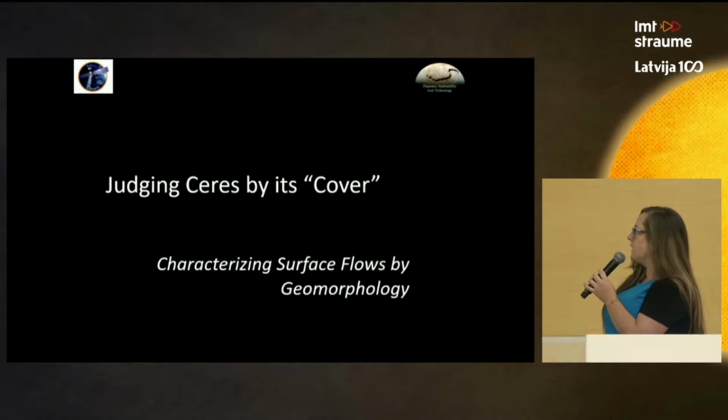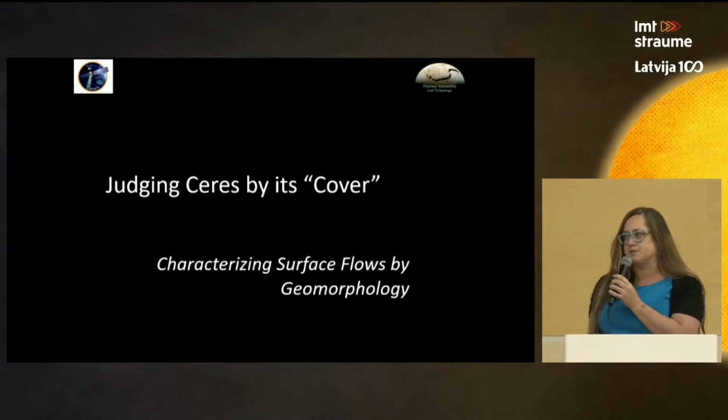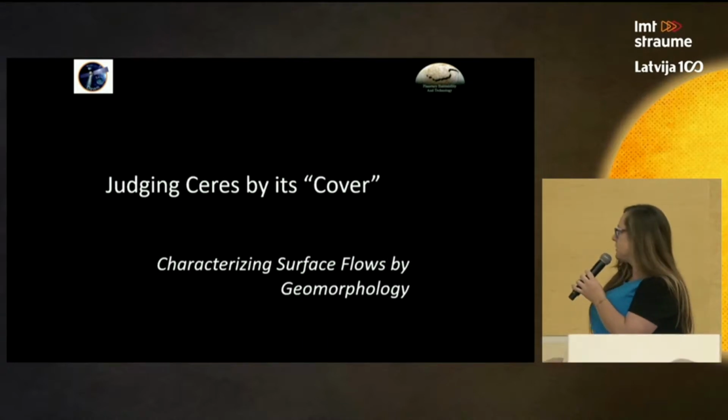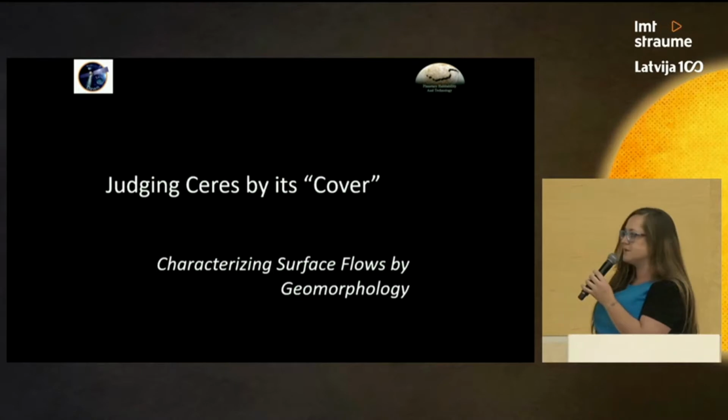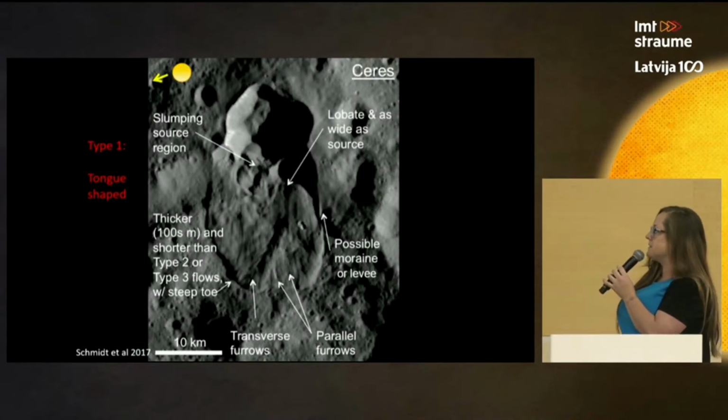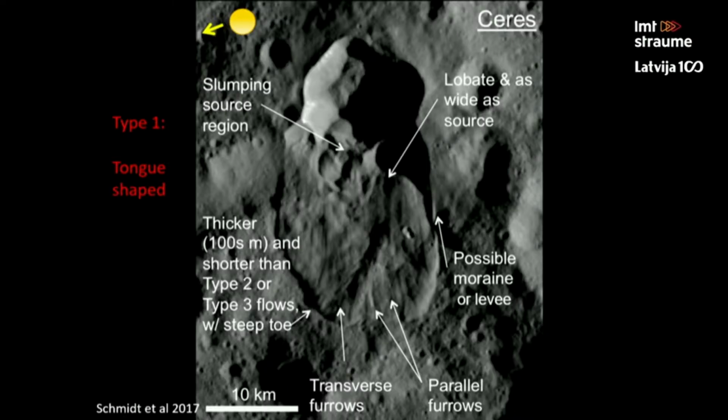So how do we start judging this planet, at least by its cover? And by this I mean the upper tens to hundreds of meters. So we're going to talk a little bit about the geomorphological characterizations that we've put in place. This is from a paper that came out earlier this year. We've classified all of the landslides that we have into subcategories, very creatively named type 1, 2, and 3. So this is a type 1 landslide. This is the one that I just showed before.